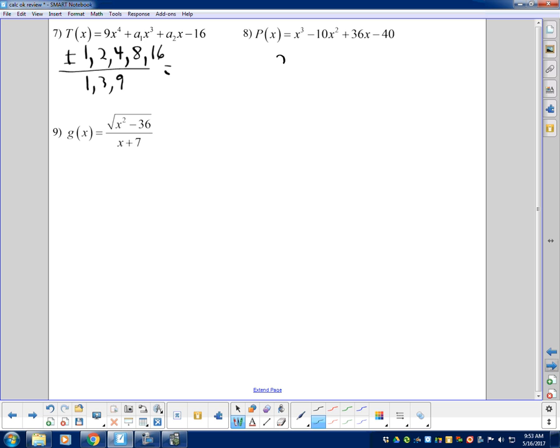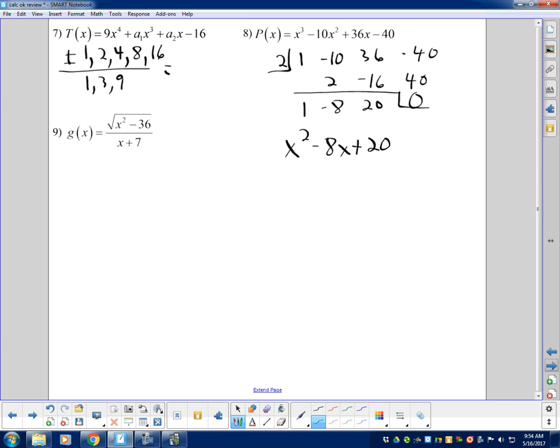So if I synthetically divide 2 into the coefficients of this, we've got a 1 as the coefficient of x cubed, negative 10 as the coefficient of x squared, 36 and negative 40. Bring down the 1, negative 8. And so we can see remainder 0. That 2 does divide into there. So 2 is a root. We're left with x squared minus 8x plus 20. Set that equal to 0 and solve.